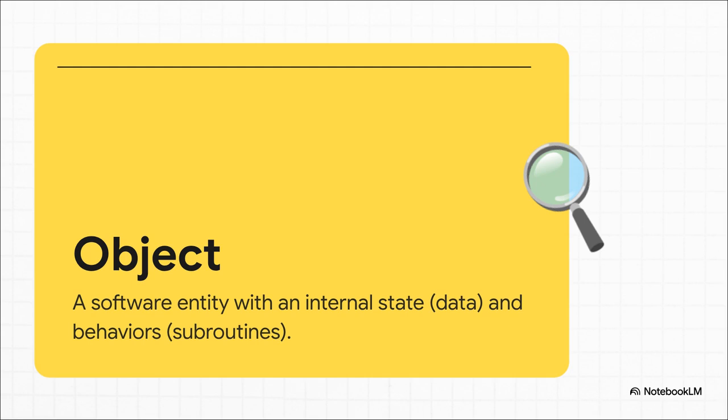The easiest way to think about an object is as a little digital stand-in for a real-world thing or idea. See, programmers create these objects to kind of mirror reality inside the computer. And every single object has two key things: its state, which is just the information it's holding, and its behaviors, which are the actions it can perform.